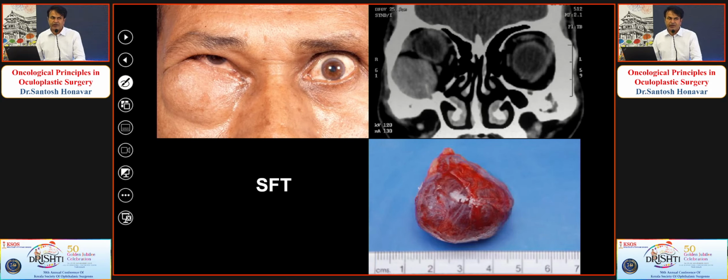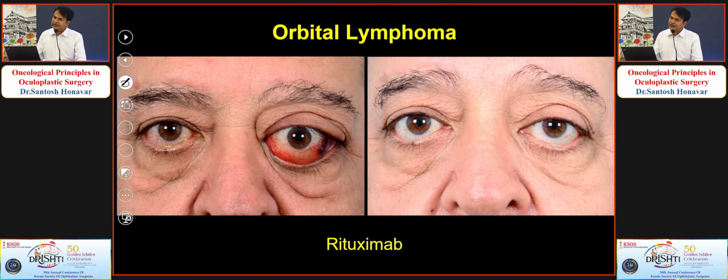And what if you have excised the tumor completely and know that you have excised the tumor completely? This patient had a SFT involving the infraorbital nerve. I have taken out even the nerve. But beyond that, it was an aggressive tumor. So what do you do in an aggressive tumor of this sort? You have to go ahead and give stereotactic radiation.